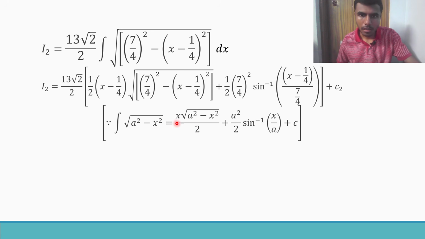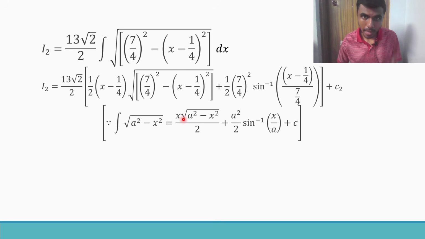Now see, the integral of under root a square minus x square is x root a square minus x square by 2 plus a square by 2 sin inverse x by a plus constant. Now if you see, this integral is exactly matching with this. So under root of 7 by 4 whole square minus x minus 1 by 4 whole square. So my a is 7 by 4 and in place of x I have x minus 1 by 4. Now come to the RHS.